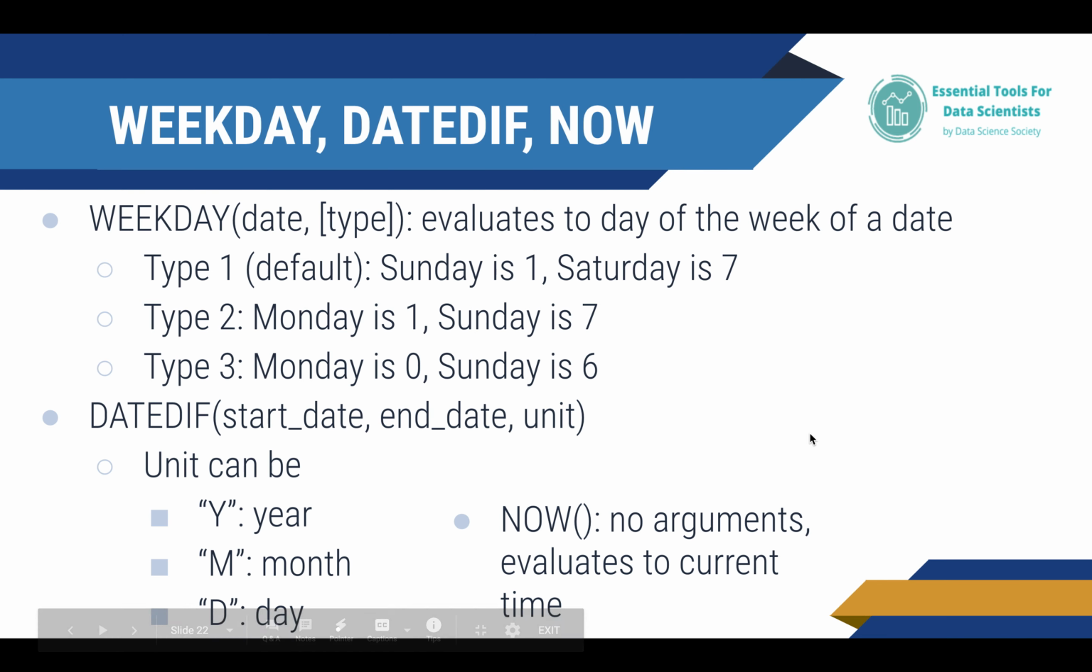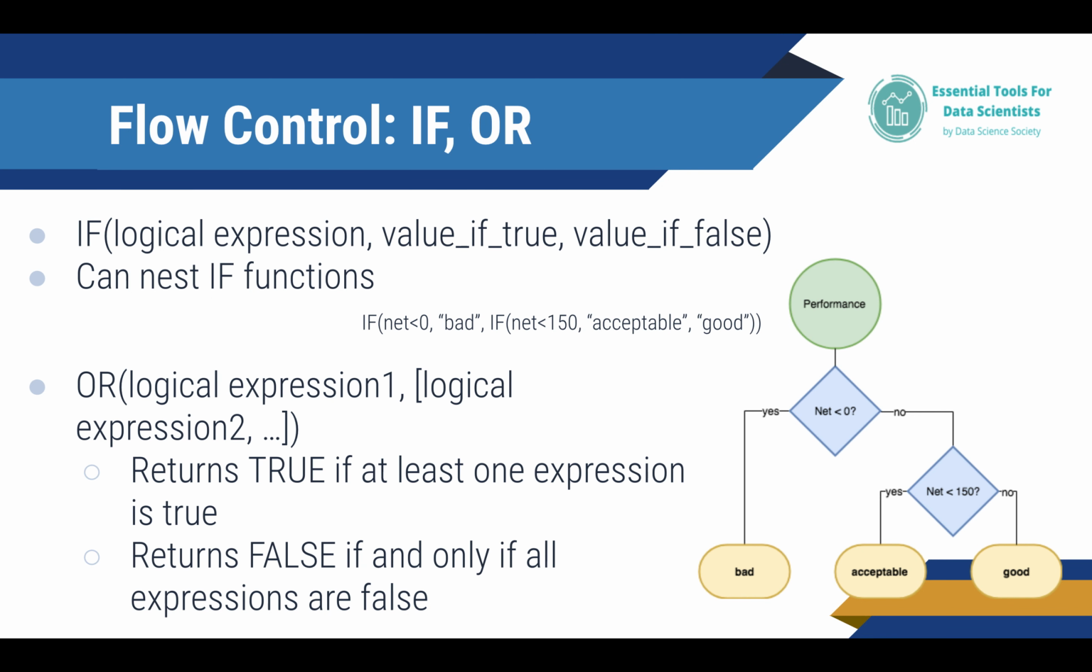Now, it's a function that doesn't take any argument and evaluates to the current time. I say time, the current date. We can also specify the exact time if we wanted, but it evaluates to the current date. This is helpful because if I wanted to do date diff with a whole bunch of start dates, and instead of an end date maybe I just want it to be today, I could just use now. Okay, flow control.